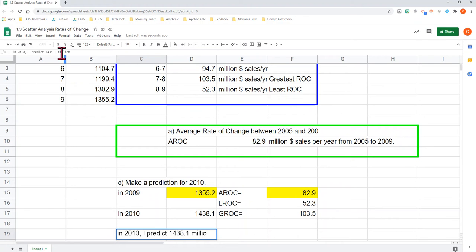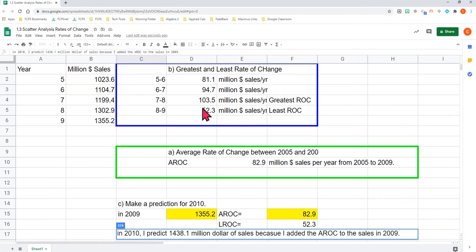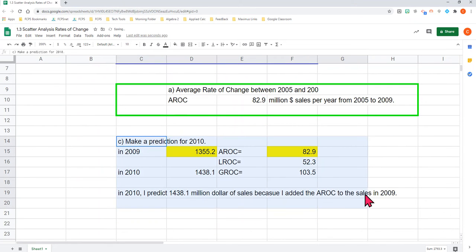$1438.1 million of sales because I added the AROC to the sales in 2009. All right, guys, there is your how to do this in Excel. Average rate, greatest rate, and making a prediction.